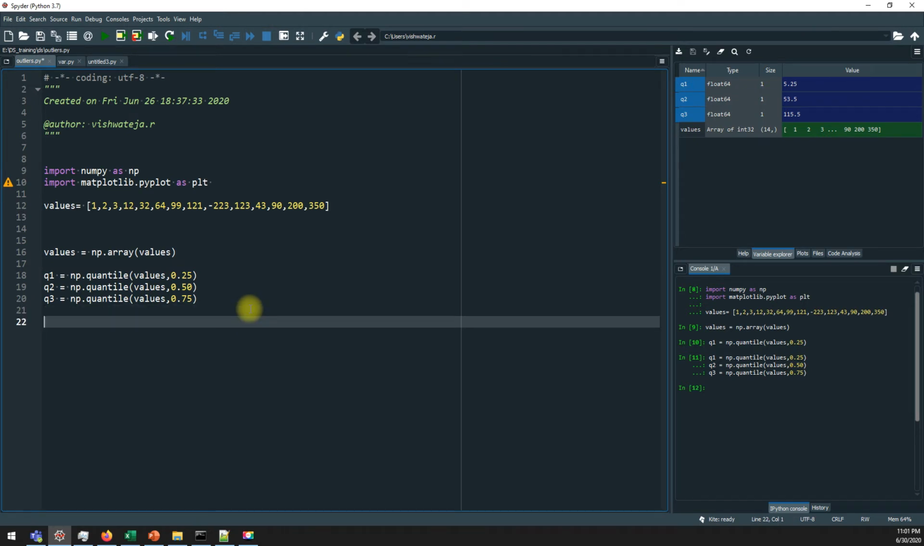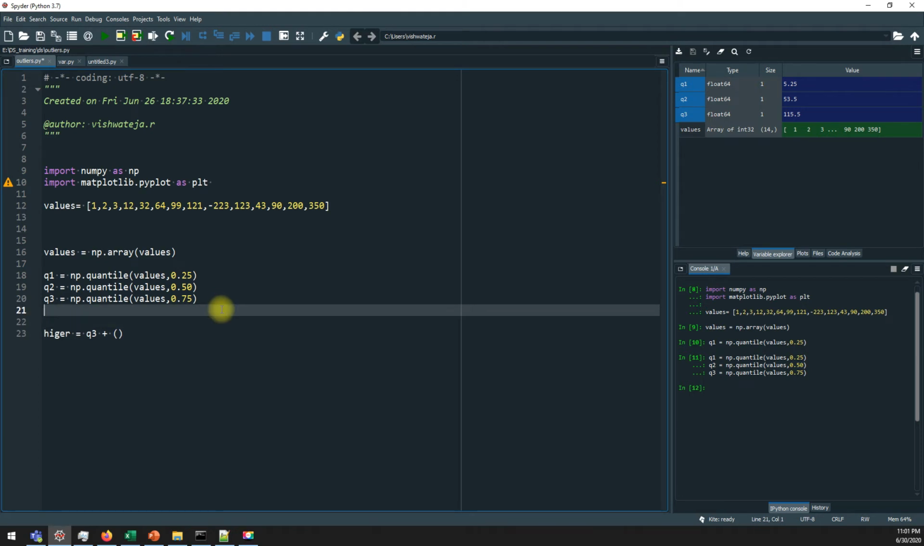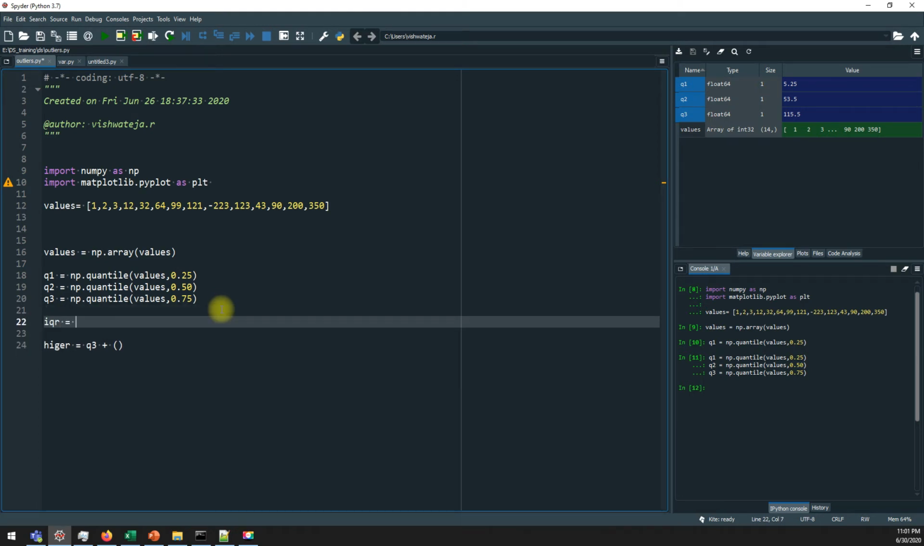Now what I need to find? I need to find if I have any extreme outliers or the lowest outliers. We already saw the formula. So I will say higher outlier equal to, we know the formula, for higher, it's Q3 plus 1.5 times IQR. Oh, I need to find the IQR first. We know IQR, it's straightforward. Q3 minus Q1.